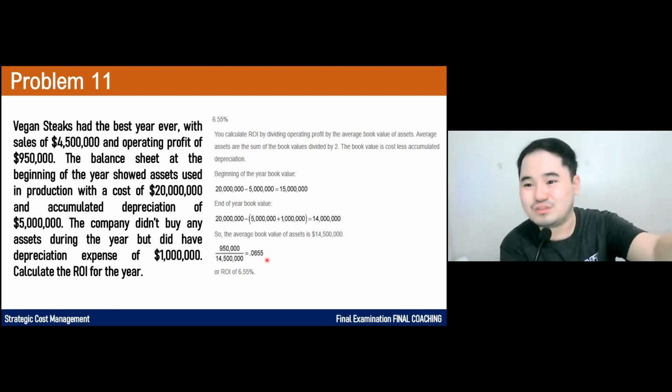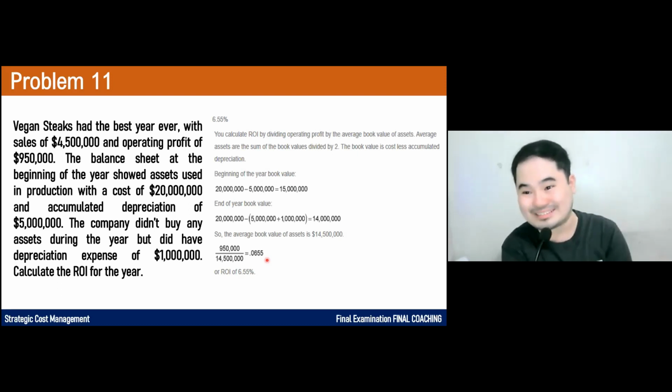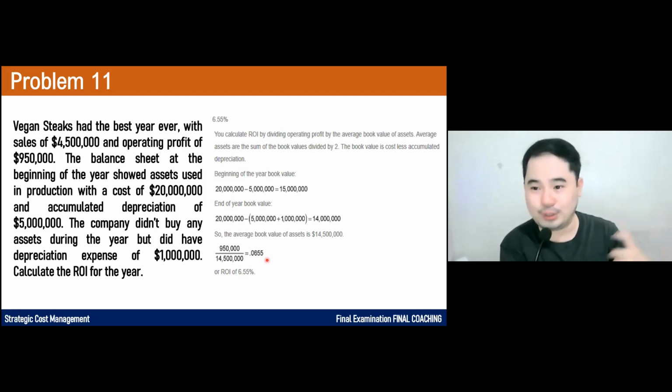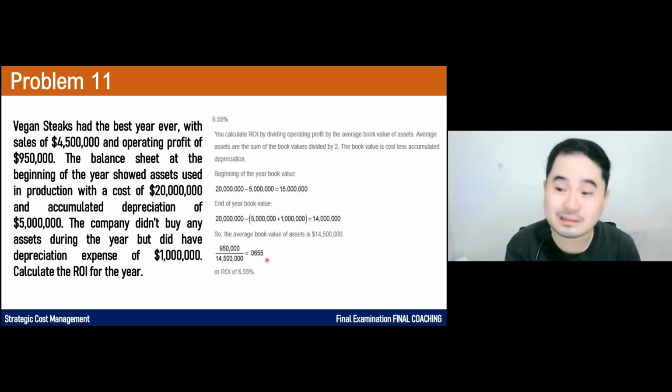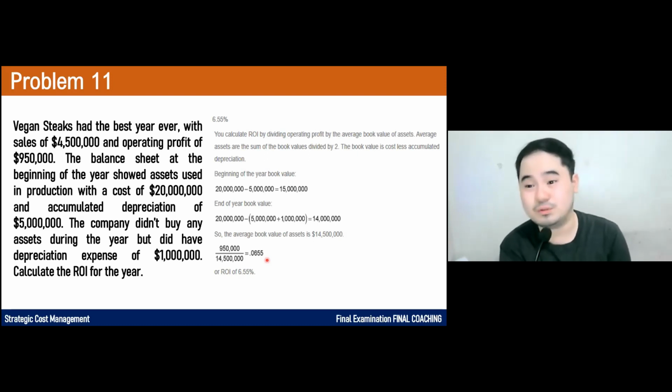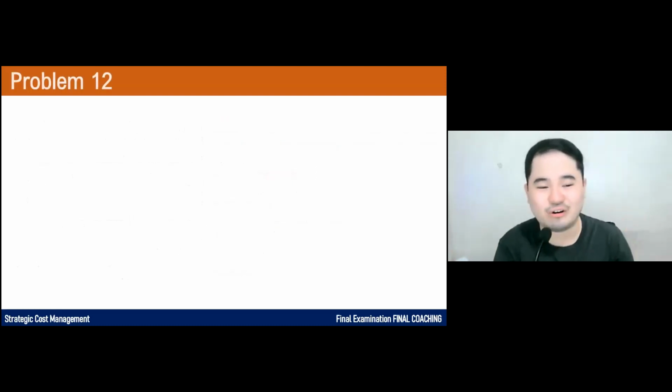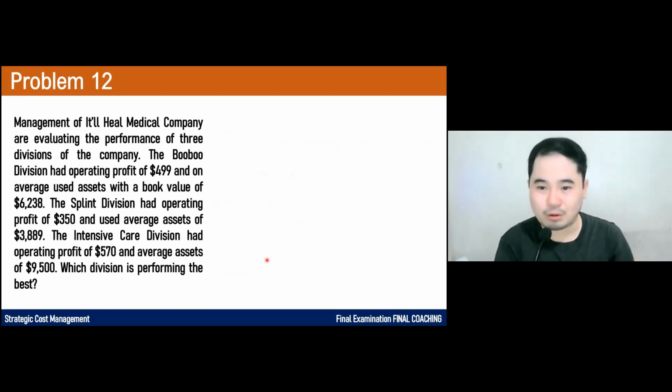Did the company have the best year ever? Parang hindi, di ba? Because what you need is 10%, you only got 6.55. So habang nagkakaroon tayo ng point of comparison, mas nagkakaroon siya ng sense. At wala siyang sense if you will just be computing it on itself. Okay? Yung next problem, meron siyang sense ng konti kasi you are now doing comparisons.